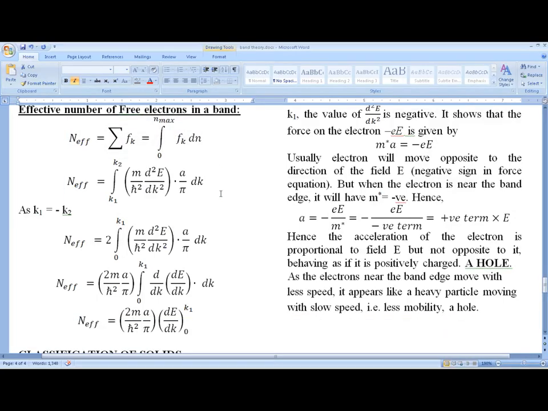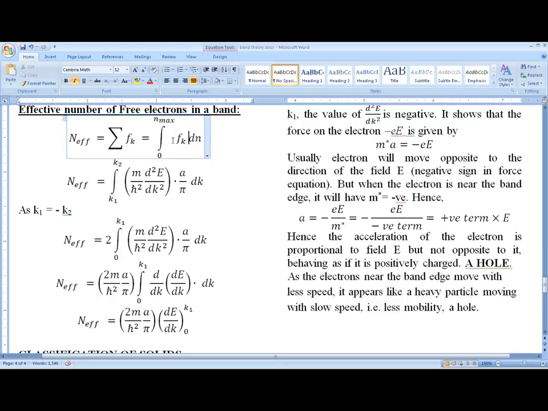As you know, this Fk is simply the sum, and we have already derived this Fk as a function of n. So instead of discrete addition, we go for a continuous summation. If there are n max electrons inside the given band, we go from 0 to the maximum electron number. So each and every electron will be picked up.